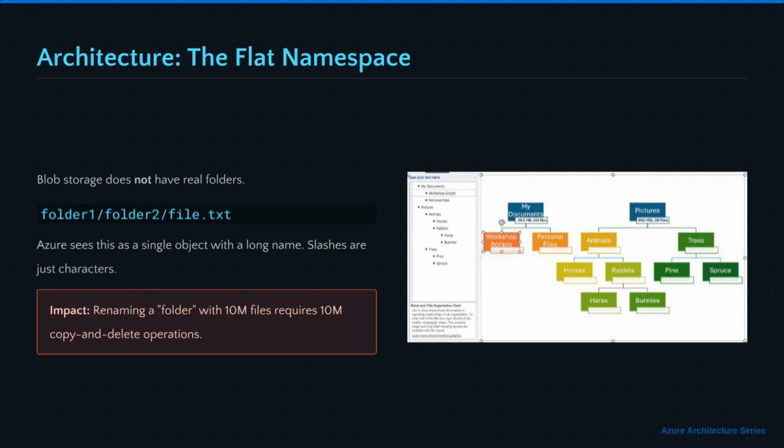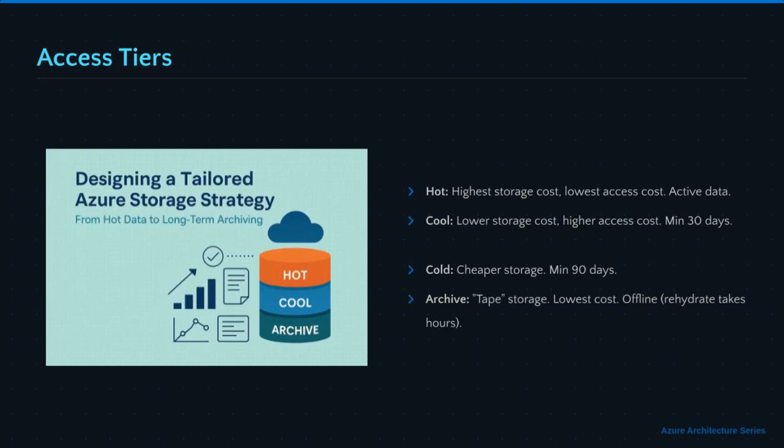2. Cool tier. This offers lower storage costs but higher access costs. This is for data stored for at least 30 days. If you delete it before 30 days, you pay an early deletion fee. 3. Cold tier. Even cheaper storage but higher access costs. This is for data stored for 90 days.